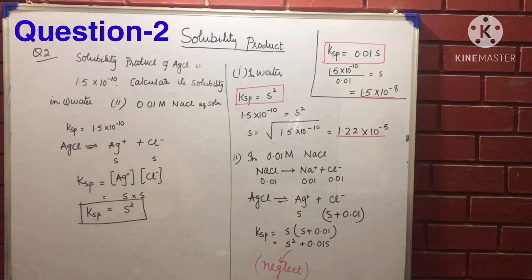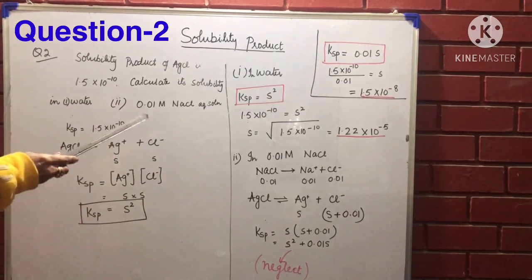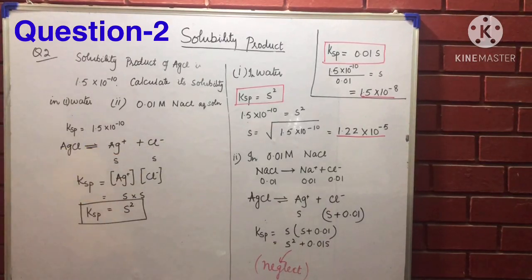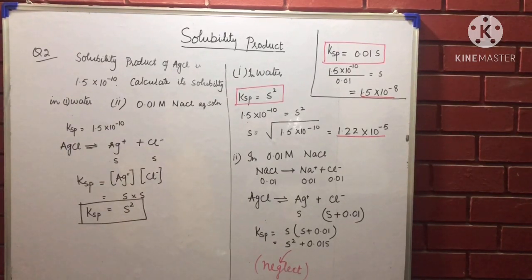So the next question says solubility product of AgCl is 1.5 into 10 to the power minus 10. Calculate its solubility first in water and then in 0.01 molar NaCl solution. Now to first find out in water, Ksp value is given here. AgCl is Ag ions and Cl- ions. So my formula comes as Ksp is equal to S square. So I'll substitute that value. Ksp value is given to you, 1.5 into 10 to the power minus 10, equals S square. So the square root of that gives me the value of solubility in water as 1.22 into 10 to the power minus 5.